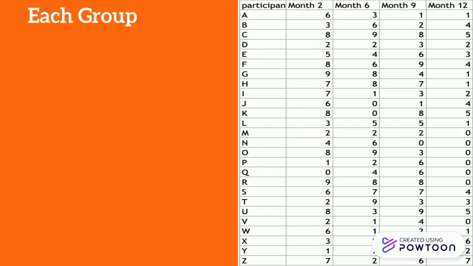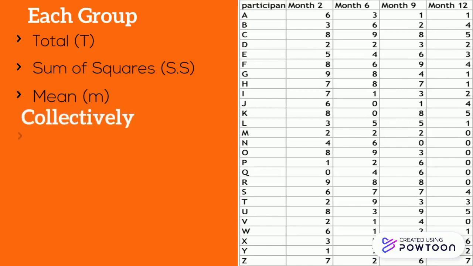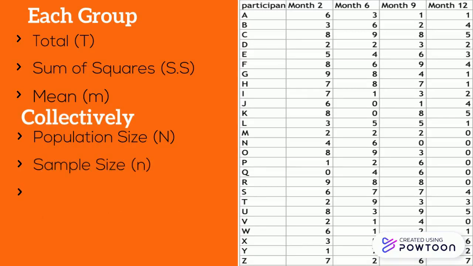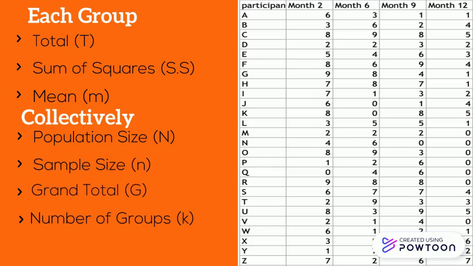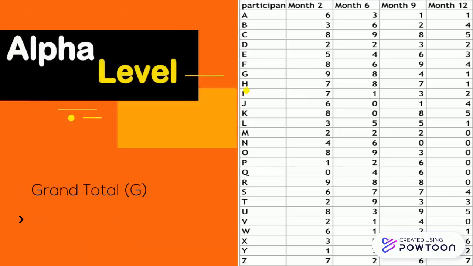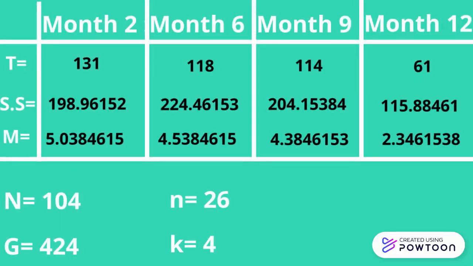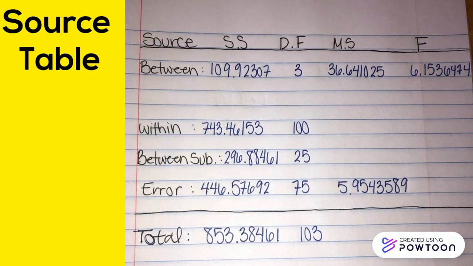First, I will want to find the total sum of squares, mean, big N, little n, and G for each of the 4 groups in order to create a source table. In this case, I want to determine if there are differences between these 4 conditions using an alpha level of 0.05. Once I find this data, which I have displayed below, I can properly create a source table. On this slide, I have displayed a completed source table. Next, I will go through briefly how to find each of these numbers.